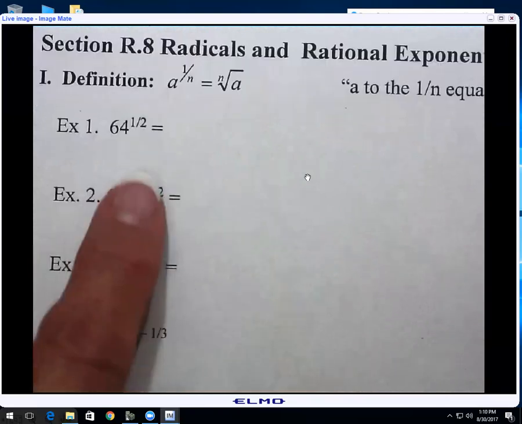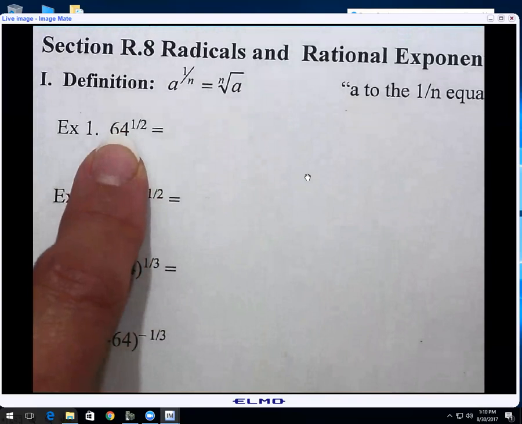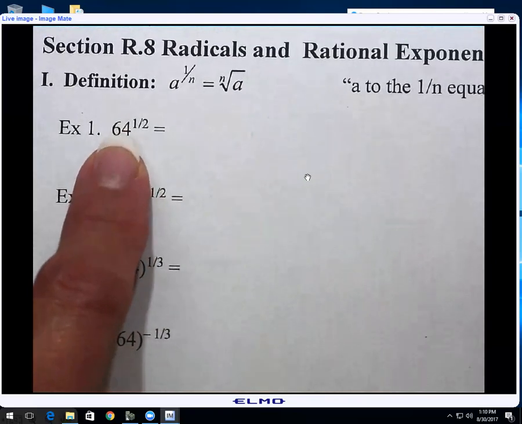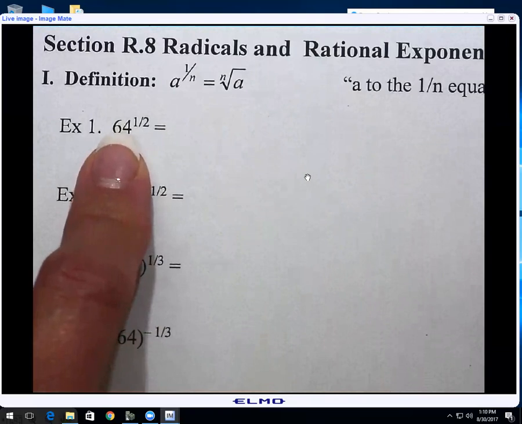So from now on, when I see 64 to the 1/2, when I see that rational exponent, I'm going to think, ooh, I could write that as a radical. What would that be if I wrote it with a radical? Square root of 64.